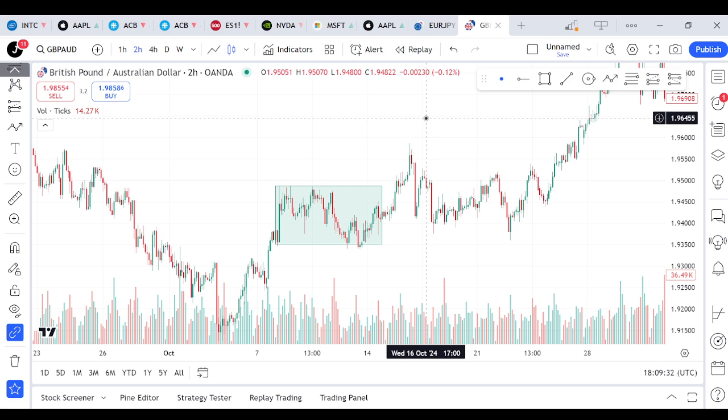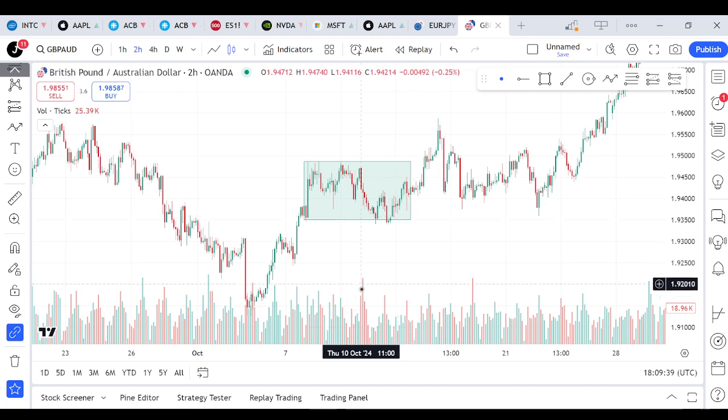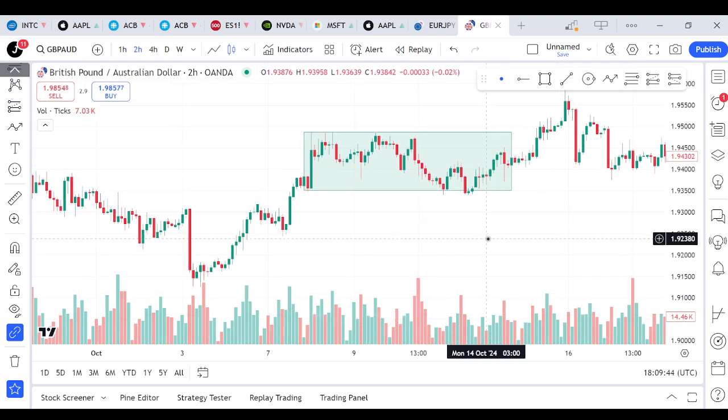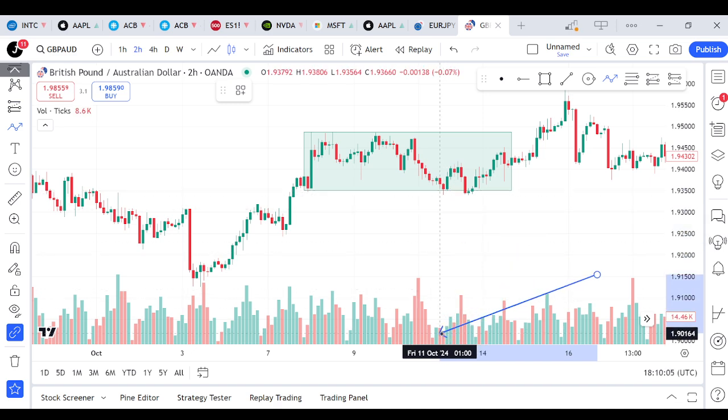So how to identify fake breakouts? We use volume to identify fake breakouts. I have my volume indicator on already. A genuine breakout is usually accompanied by high trading volume. If you notice low or decreasing volume during a breakout, it may indicate that the move lacks strength and it could be a trap. For example, you can see these candles here, these fake breakouts here, and you can see there's low volume at the same time.